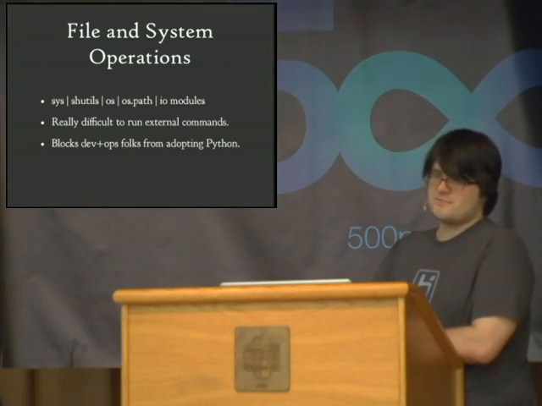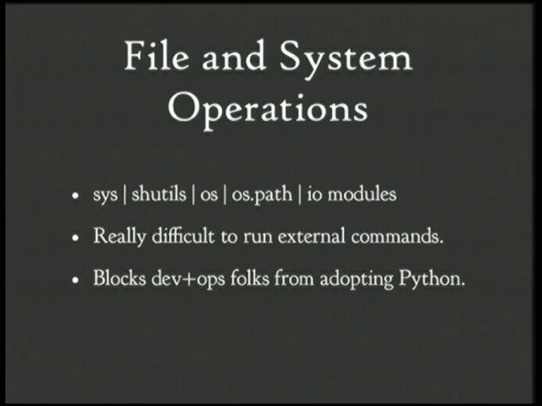File and system operations can be a bit clumsy when you're working with Python. Does anyone ever have this problem with sys, shutil, os.path, io? I always have to look up which module the function I'm looking for is in. It's very unclear to me which one is actually used for what.